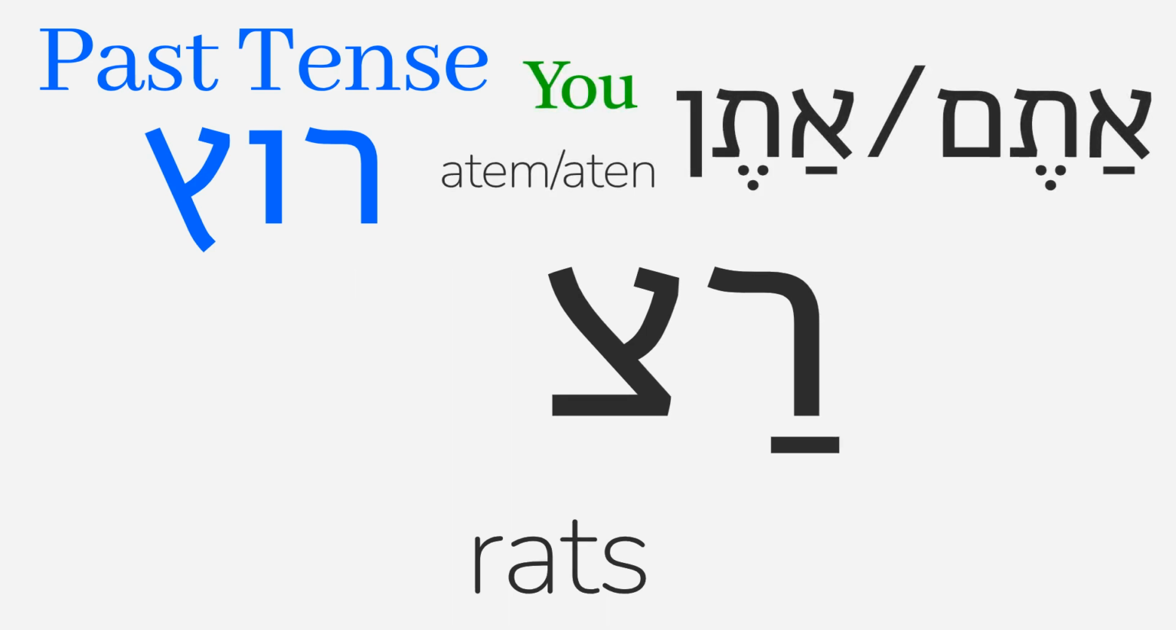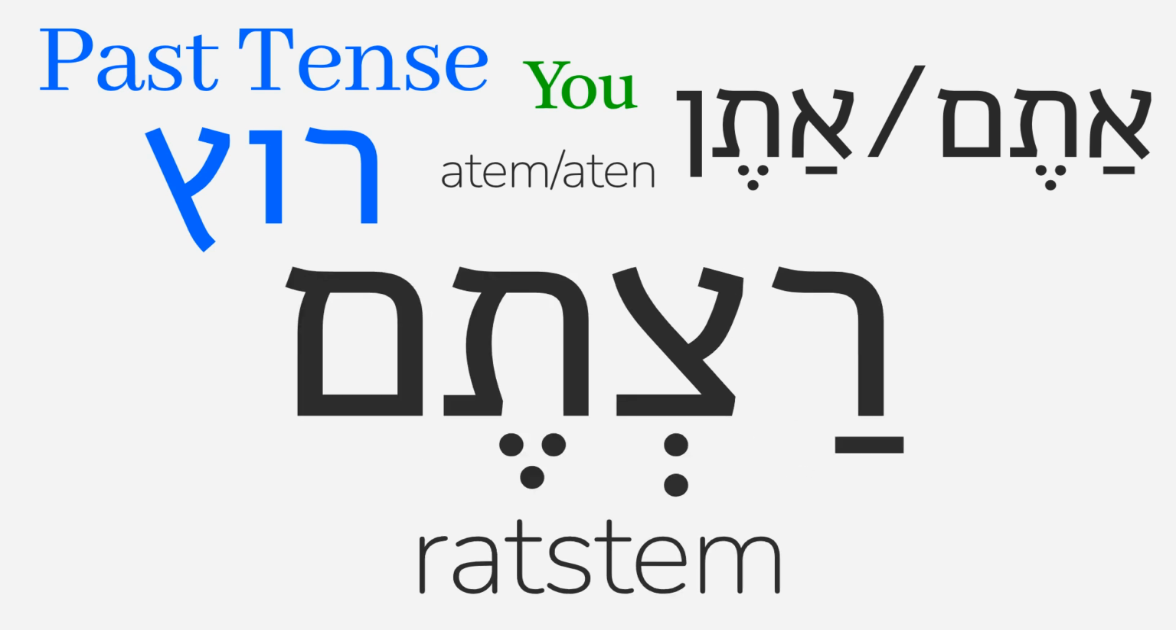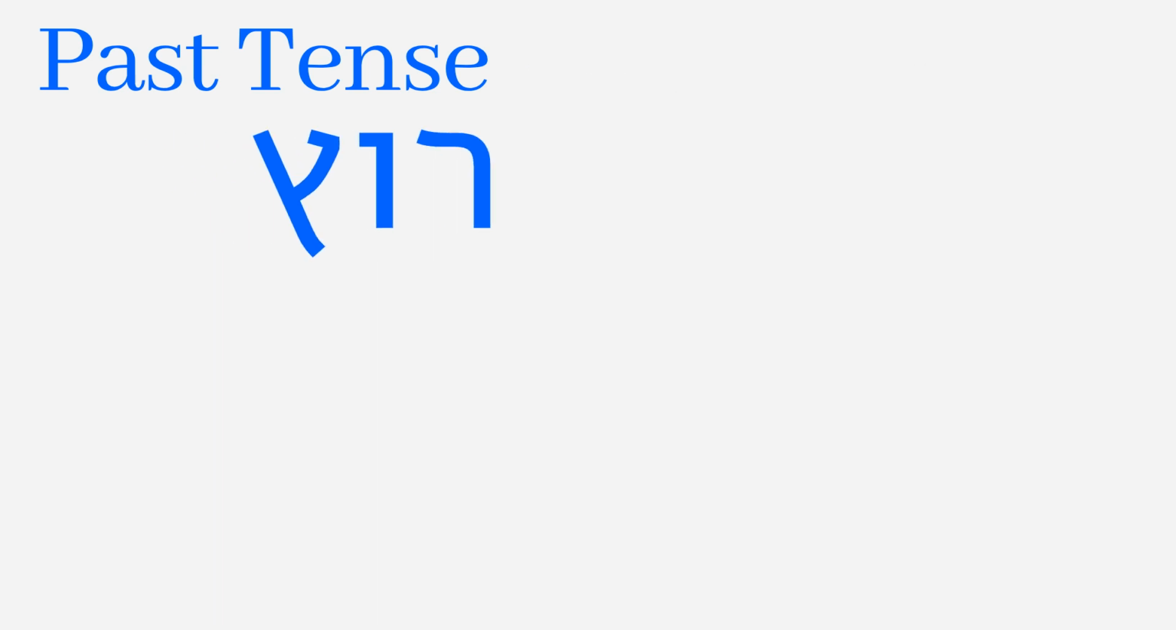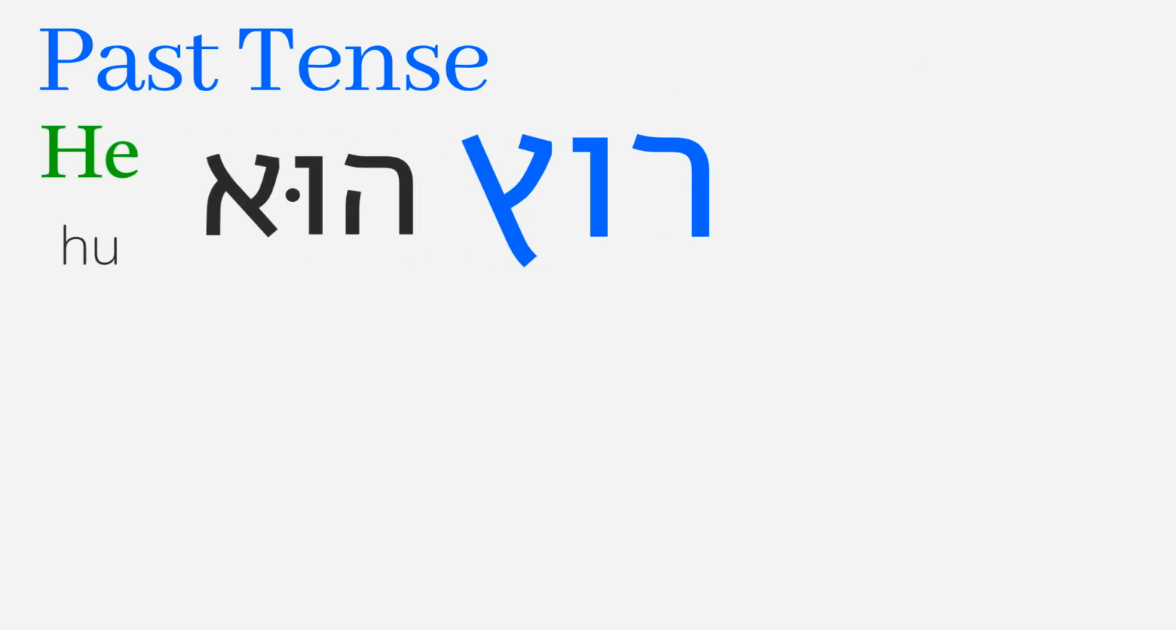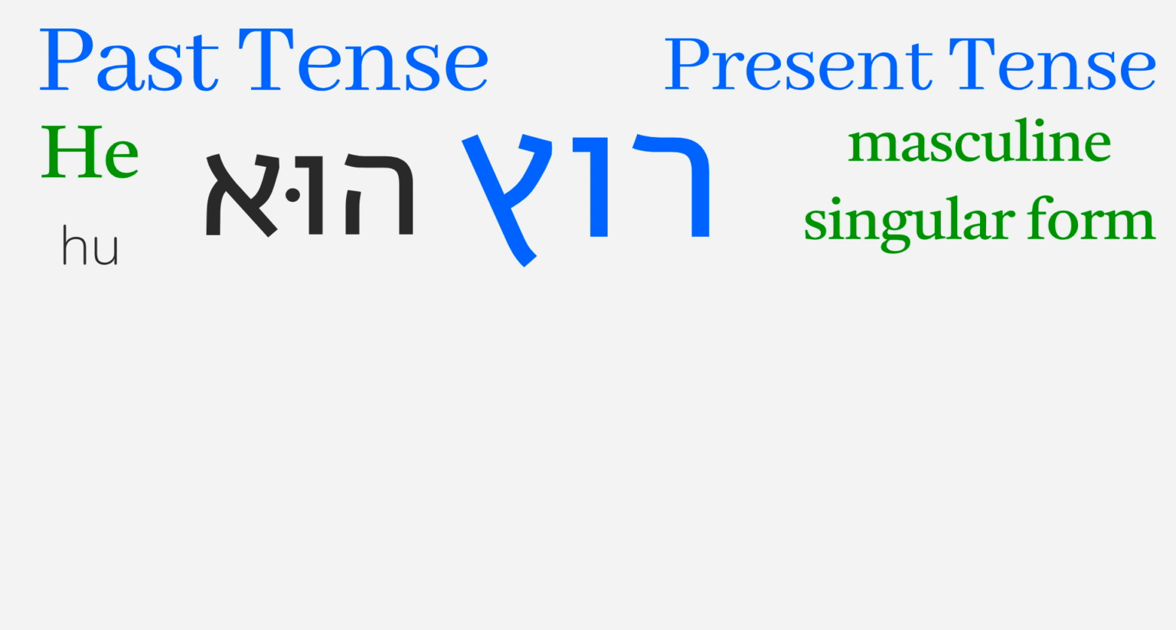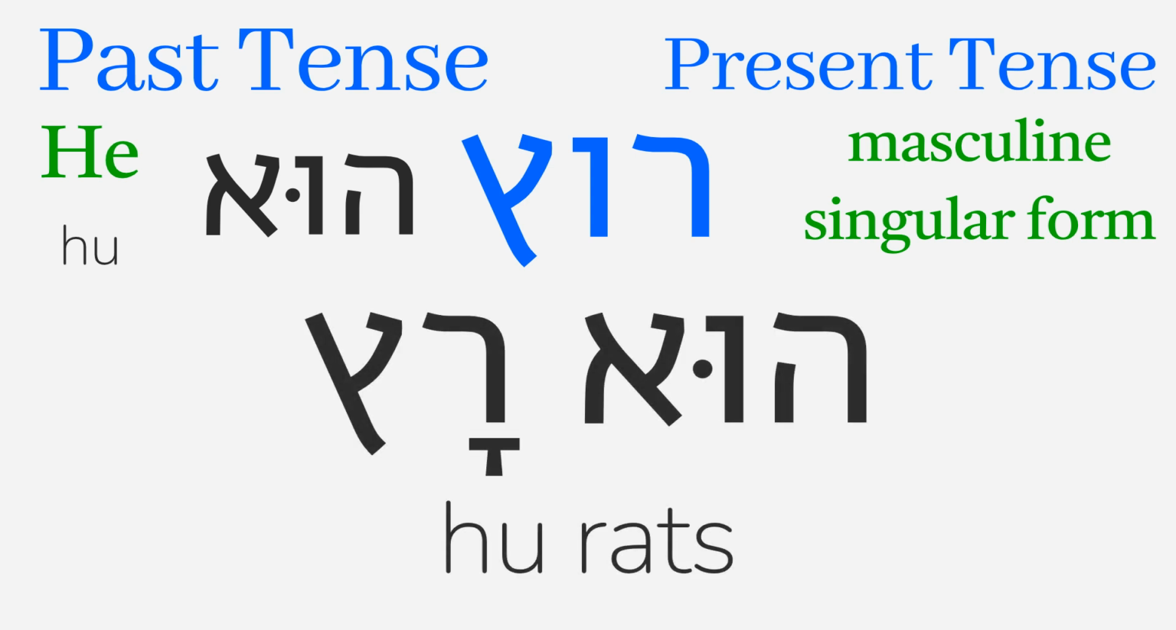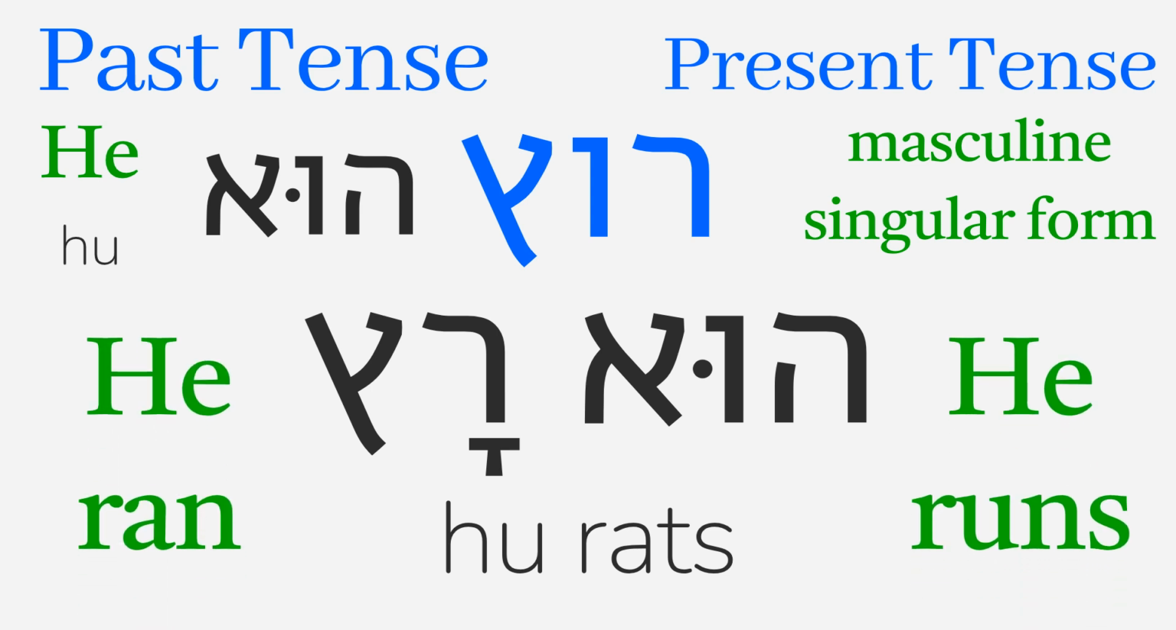The atem and aten, you masculine and feminine plural forms, don't shorten the vowel under the first letter to a shva with hollow roots, as they usually do. Instead, they also have that vowel as a patak, and add tem or ten. Ratztem, you ran masculine plural, and ratzten, you ran feminine plural. Notice that with hollow roots, the hu form of the past tense is the same as the masculine singular form of the present tense. That means hu ratz can mean both he runs and he ran. So with hollow roots, we have to be aware of the context to understand which tense is being used.